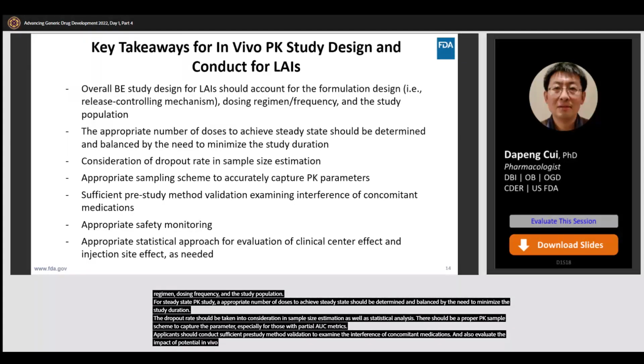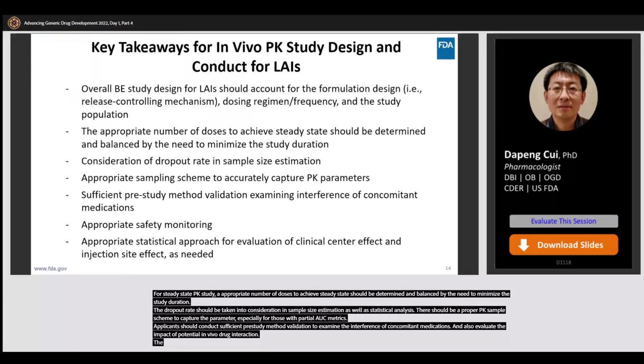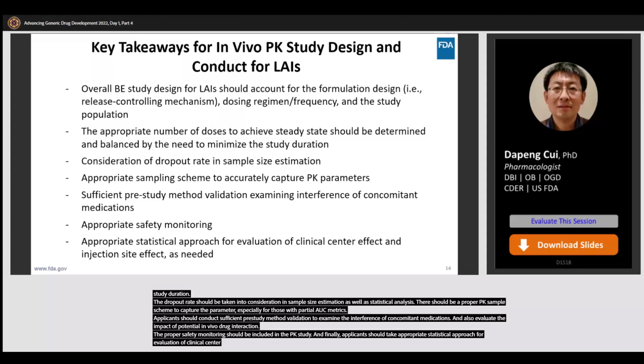The appropriate safety monitoring should be included in the PK study. And finally, applicants should take an appropriate statistical approach for evaluation of clinical center effect and injection site effect as needed. And this approach should be pre-specified.